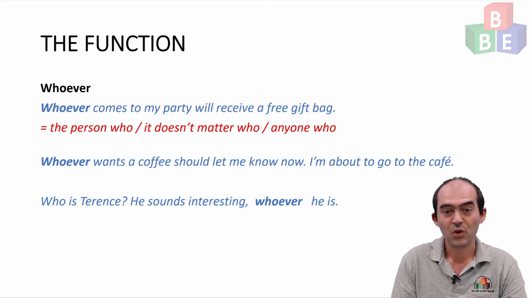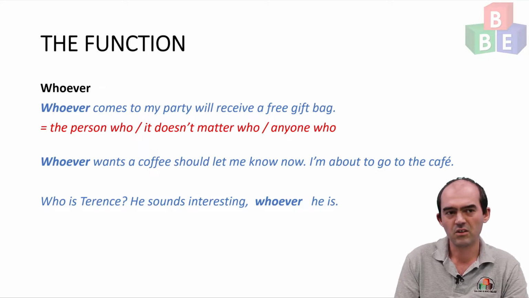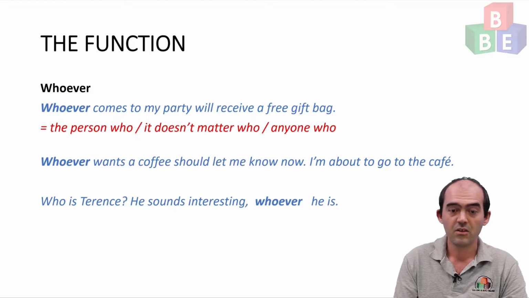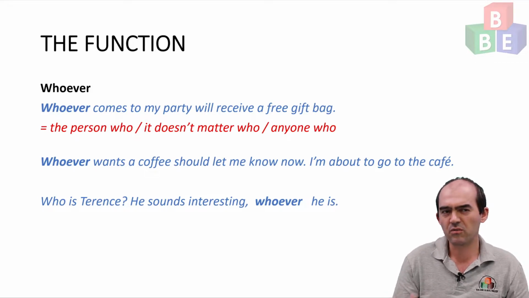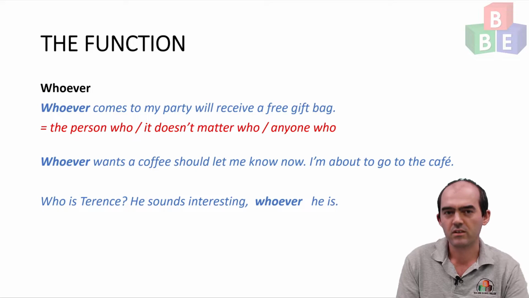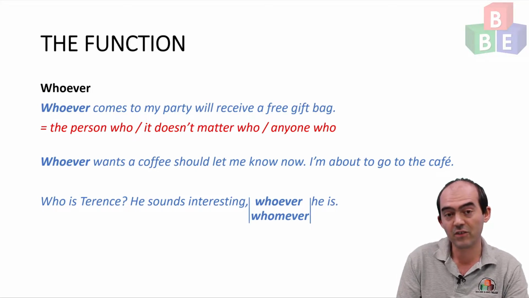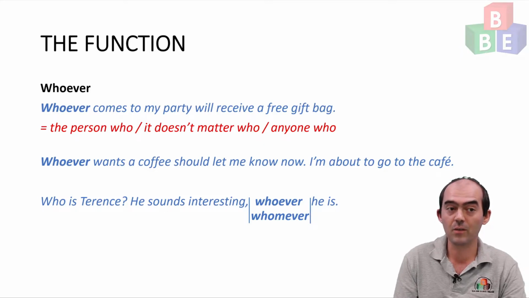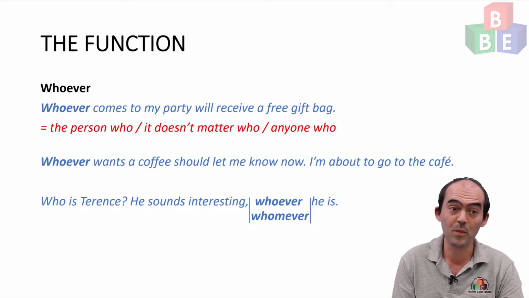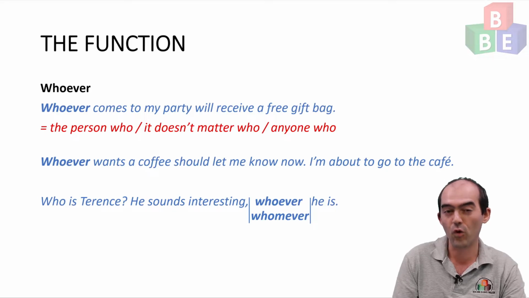Another example, who is Terence? He sounds interesting, whoever he is. So here, whoever is kind of referring to the person who. And as we've already seen, because he is the subject and is the verb, whoever becomes the object, so we can use whomever instead in more formal situations.